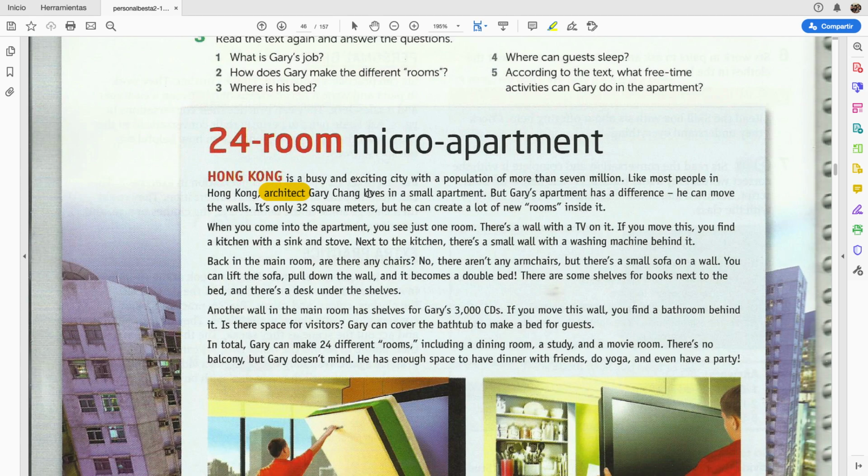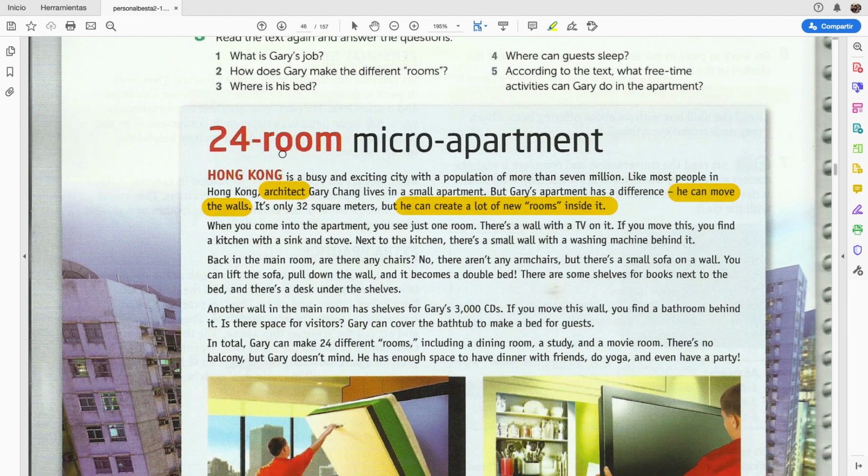How does Gary make the different rooms? How does he make the different rooms? How can he do it? He can move the walls. So the walls, las paredes, it's possible to move them. And he can create a lot of new rooms inside it.